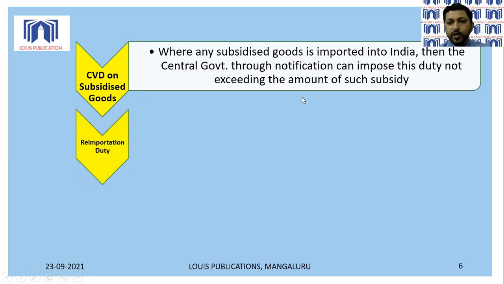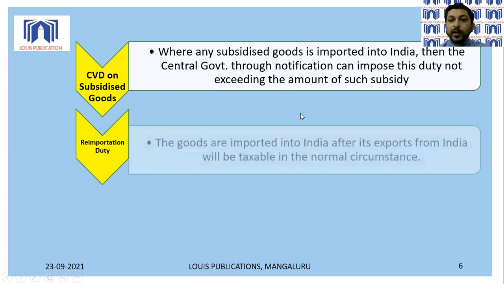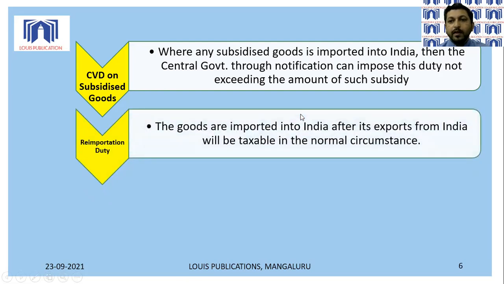Then we have re-importation duty. Goods which are exported out of India, again re-imported into India, will be taxable in a normal circumstance. So initially goods are manufactured and exported out of India. Same goods are thereafter imported into India. Such goods in a normal circumstance will be levied re-importation duty. So goods imported into India after their export from India will be taxable in the normal circumstance.